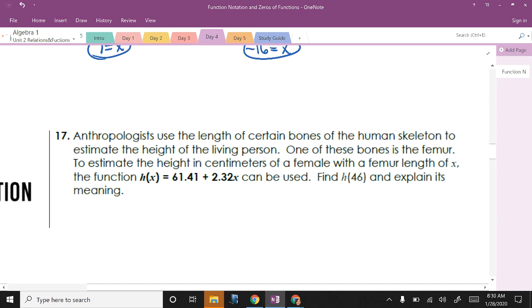Okay, so what do we need to do to find h of 46? Plug it in, right? And I'm going to use my calculator to help me because we have decimals and such. So where they have an x, we're going to plug in 46. So mathematically, order of operations, what do we have to do first?